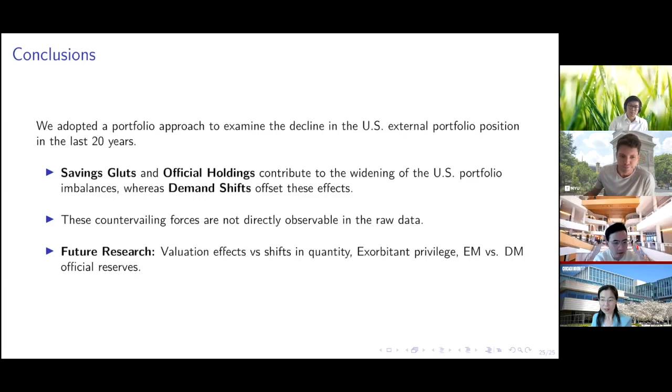One more thing we will dig into is that there seems to be a tug of war between US domestic quantitative easing, the Fed buying US bonds, versus the foreign central banks accumulating reserves in dollar bonds. In terms of their effects on the portfolio imbalances of the US, they may have offsetting effects. This is also something we would like to know more about.